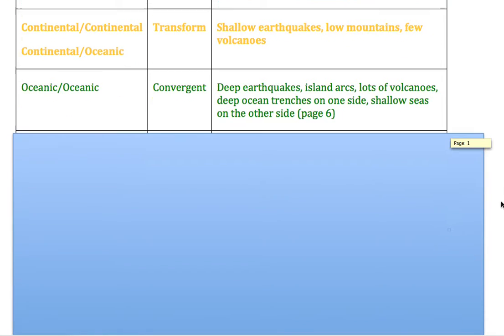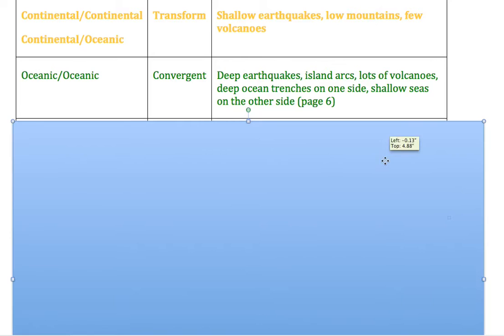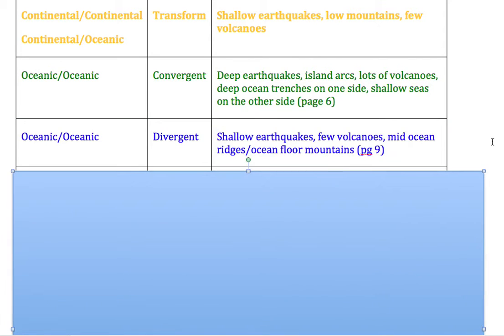Next, we have oceanic divergent, where two oceanic plates are moving away from each other. We have shallow earthquakes, a few volcanoes, we have mid-ocean ridges or ocean floor mountains.